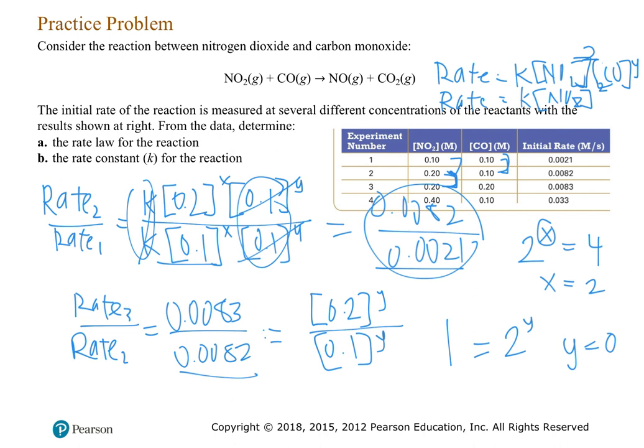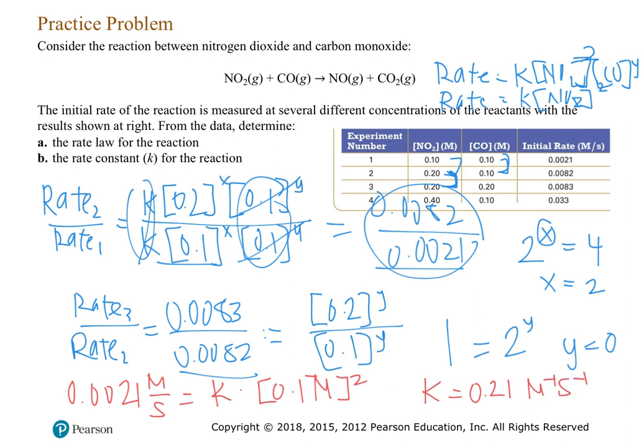Let me use a different color. So let's just do the first one. We have our rate, which is 0.0021 equals k, and I really do need to write the units, because we're going to need to cancel them out. Molar per second equals k times the concentration of NO2, 0.1 molar, squared. So we divide that over, and what we get is k is equal to 0.21 inverse molar inverse second.